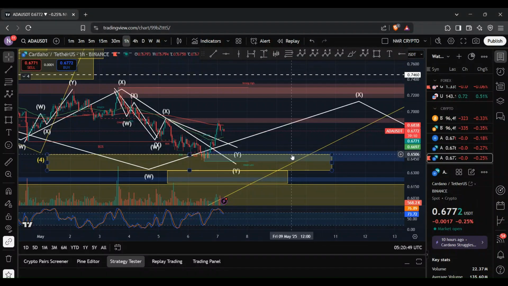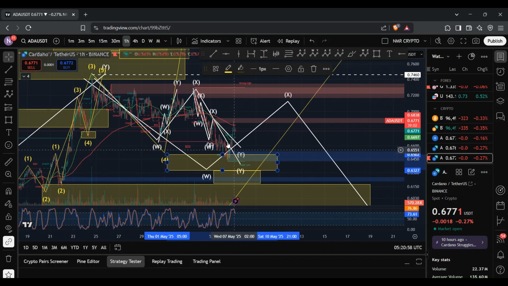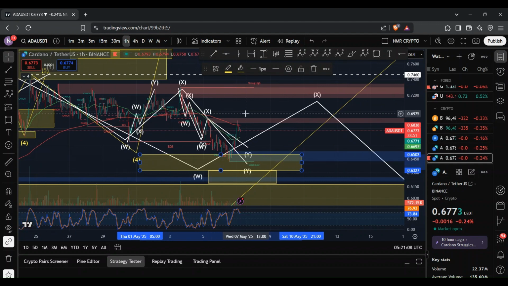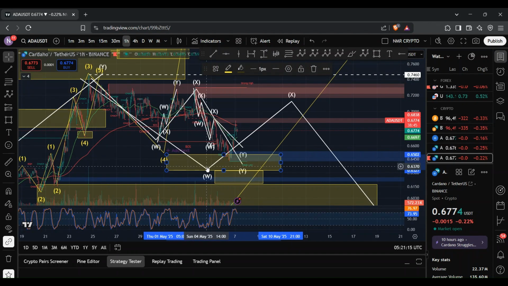So Cardano ADA has ended up tapping into this region between 63.27 cents to 65.02 cents. And this target is our Y wave target, which is this wave here. And the Y wave typically retraces anywhere between 1 to 1.236 of our W wave. And then shortly after, we ended up seeing a bounce to the upside. And it's possible that we ended up actually bottoming out to complete the W wave.